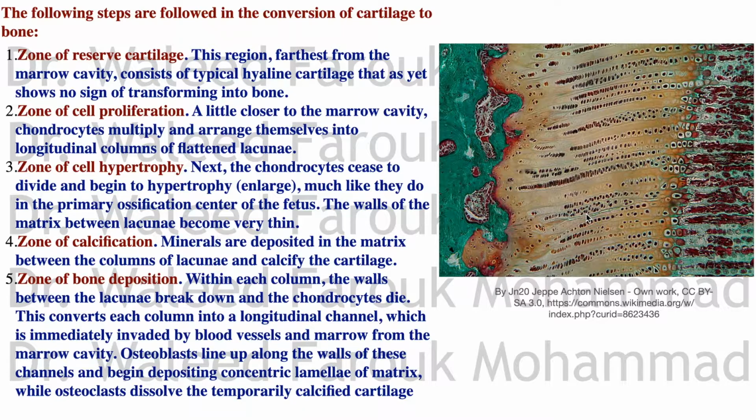Then a zone of bone deposition. Within each column, the walls between the lacunae break down and the chondrocytes die. This converts each column into a longitudinal channel, immediately invaded by blood vessels and marrow from the marrow cavity. Now, osteoblasts line up along the wall of these channels and begin depositing concentric lamellae of matrix, while the osteoclasts dissolve the temporarily calcified cartilage.